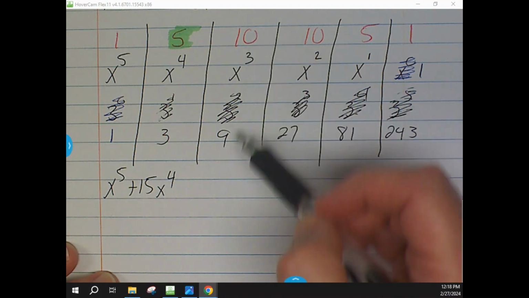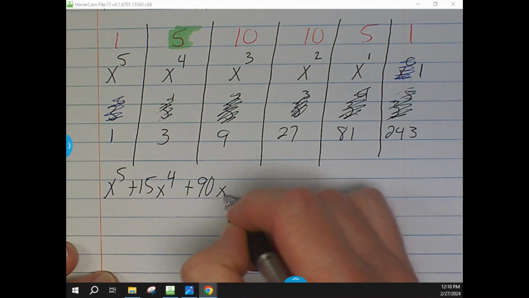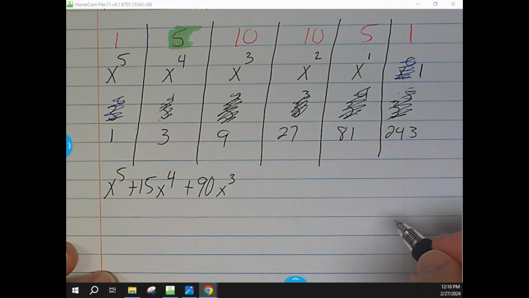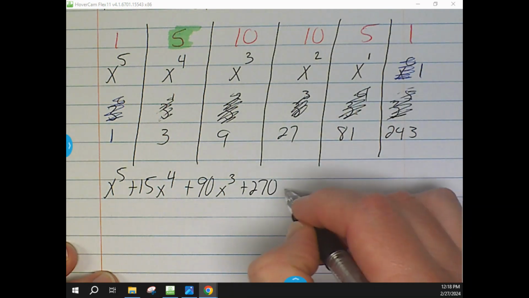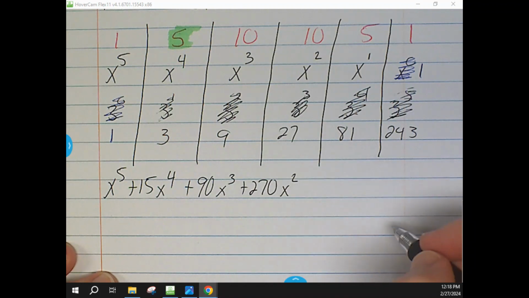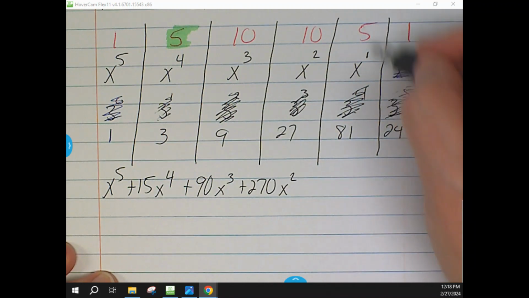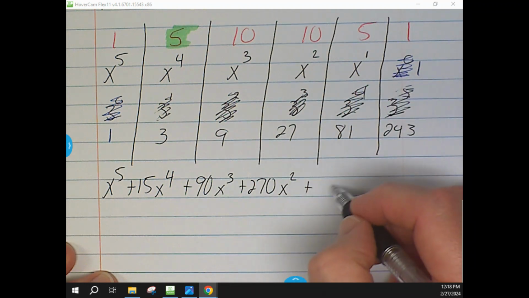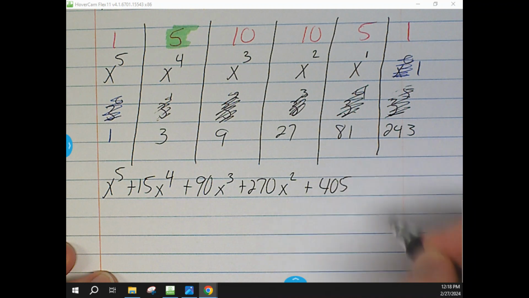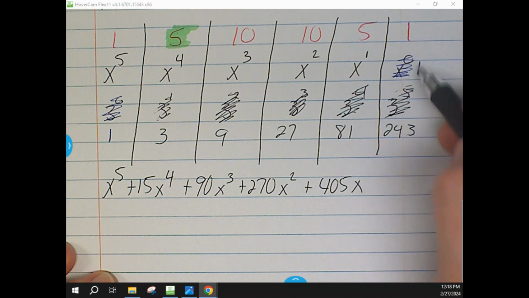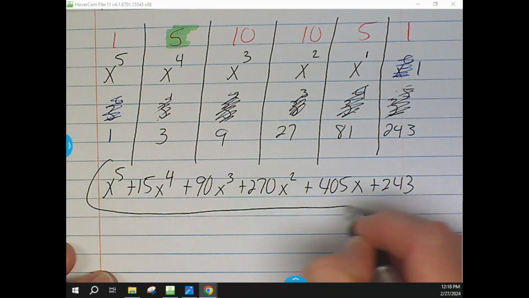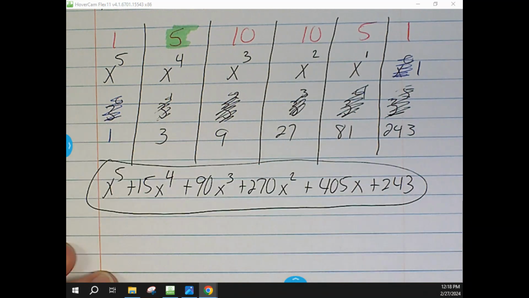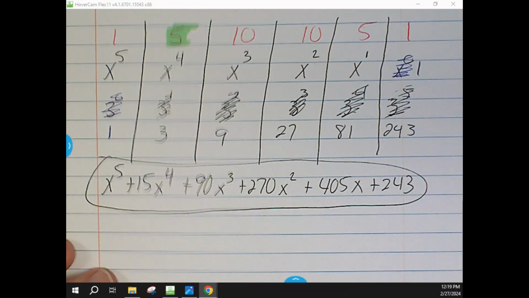So now we've got 10 times 9, which will be 90, x to the 3rd. 10 times 27 is 270, x squared. 5 times 81 is 405, x to the first power, or just x, and then it's 1 times 1 times 243, which is 243. Okay, and that is a long answer, but that is the answer that we're looking for.